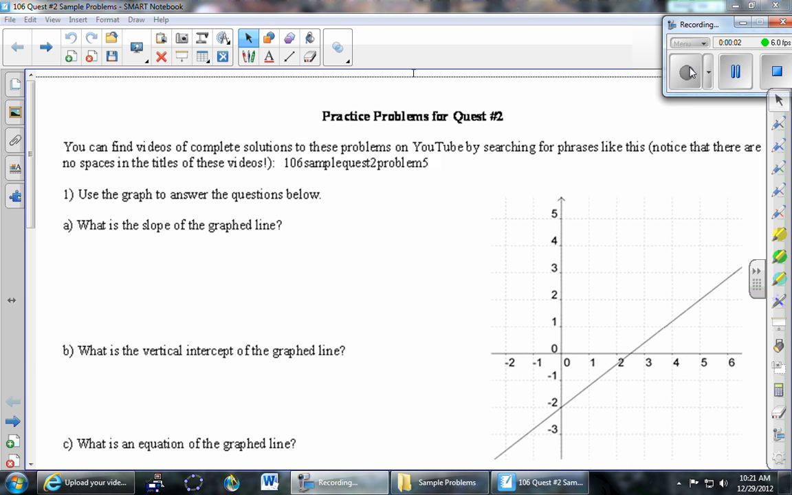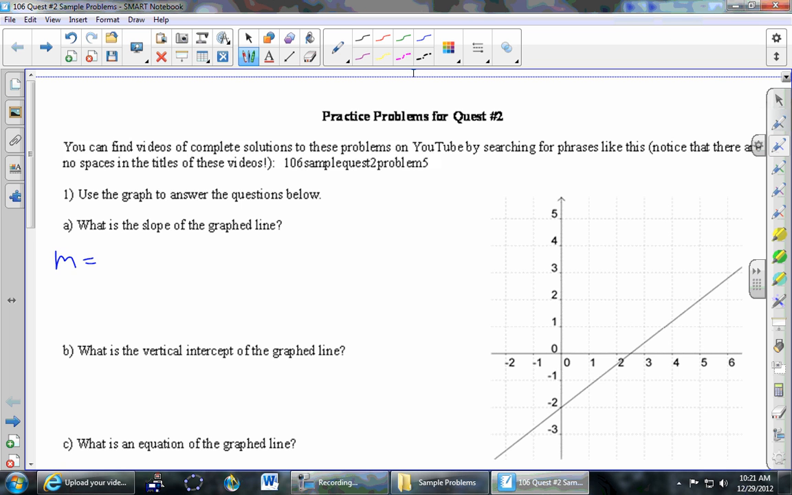This is problem number 1 on the practice problems request number 2. Use the graph to answer the questions below. What is the slope of the graphed line? So in order to find slope, first we'll use the letter we've been using for slope, which is m.